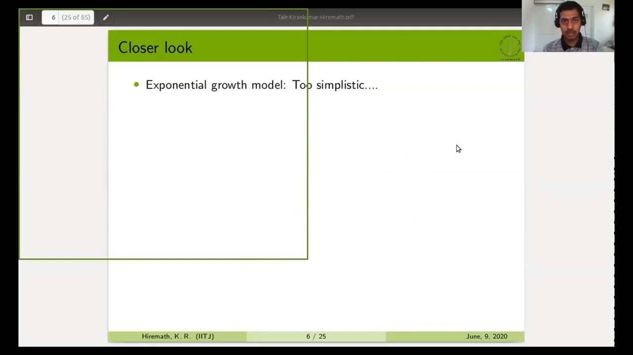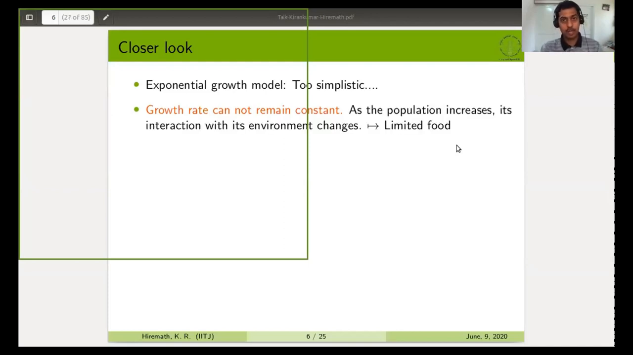If you want to see why it is too simplistic, what we missed, we have to look at our assumption. Maybe our assumption that growth rate is constant is not right. In fact, how can a growth rate remain constant? As the population increases, the way we interact with our surroundings will change. There will be issues like food scarcity, pollution may increase, or economic growth will get hampered, which will affect the quality of life, which will increase the death rate. And eventually, population will start decreasing. So this constant growth rate is not a practical assumption. We have to change it.